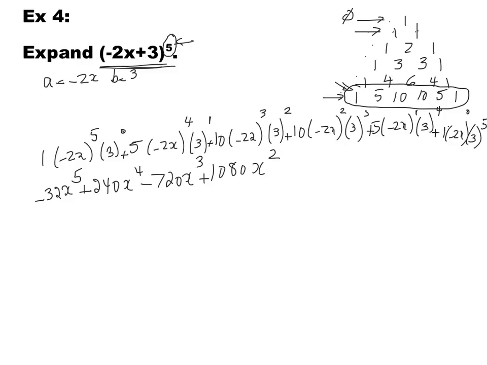The next one is negative 2 exponent 1 is negative 2 times 3 exponent 4 is going to give us a negative 162 times 5 is going to give us negative 810 x. And then the last one, negative 2x exponent 0 is 1 times 1 is 1. 3 exponent 5 is going to give us 243. So this is the expanded form of negative 2x plus 3 exponent 5.